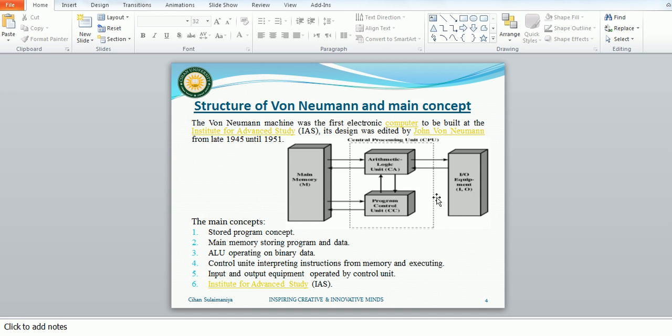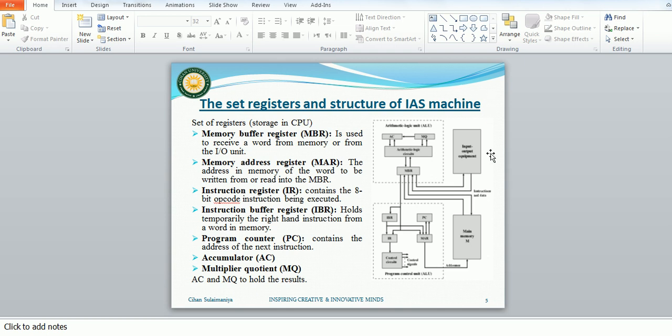Then the set of registers for the von Neumann diagram was done at something called the Institute of Advanced Study, IAS. So that's the register set for the von Neumann diagram. How does it look? If you see here, this is the input output, and this is the main memory. The input output goes to the buffer. This buffer is like a register, a kind of register to store the information received from input output.